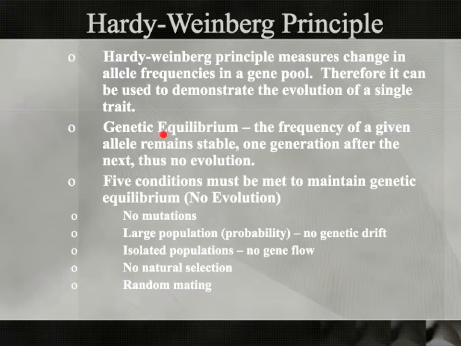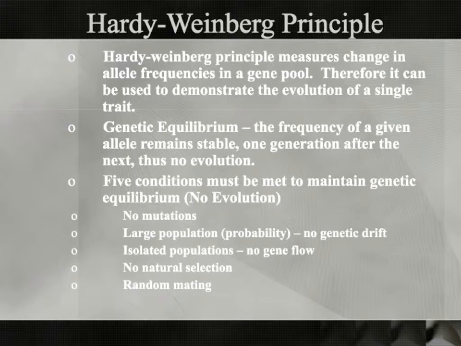So equilibrium, we're trying to keep things nice and similar, the same. Meaning genetic equilibrium, you have no change. And that's not always ideal. You do want to have changes, you do want to evolve as a species, you want to become better suited for the environment. Now, a few points that are extremely important to remember here will be the 5 conditions that must be met to maintain genetic equilibrium.